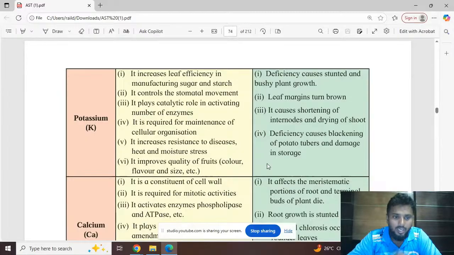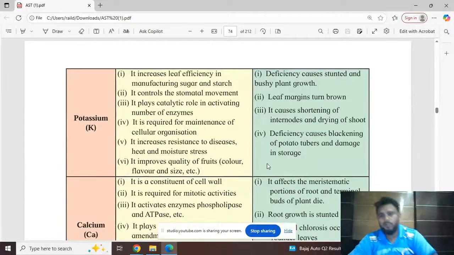Because cells are organized if potassium content is good, they are produced in good number if potassium is good in the plants. Then if potassium is there in good quantity, the plants are going to become resistant to attack of different kinds of diseases. Then it can also withstand heat stress as well as moisture stress. And the last function is it improves the quality of the fruit. Quality with regards to the color, flavor, taste, size, shape, all these parameters are improved if potassium content is good in the plants.